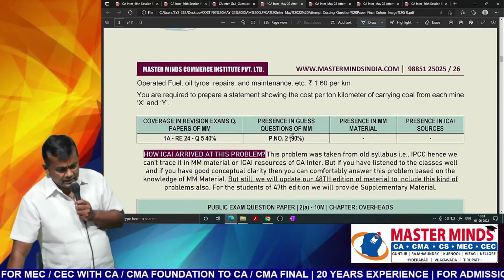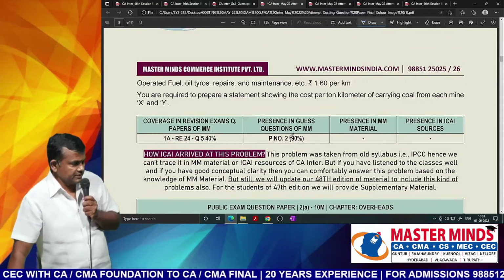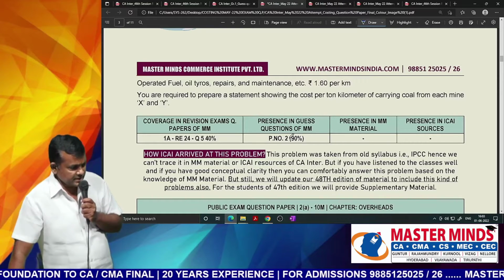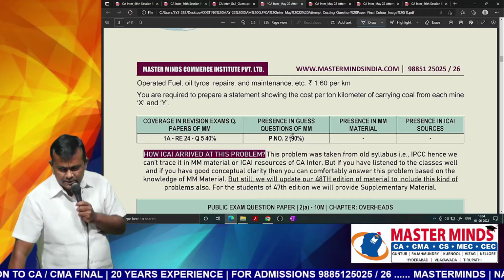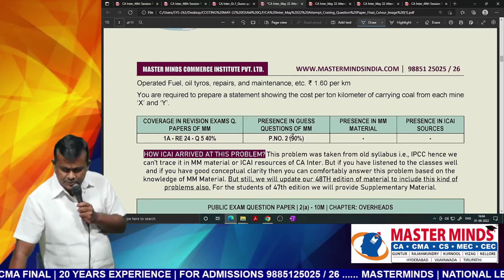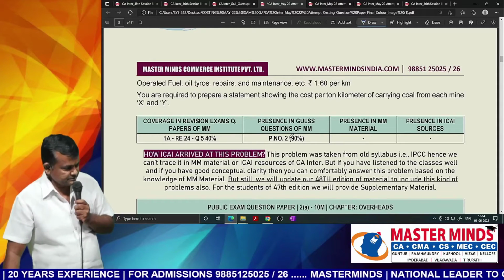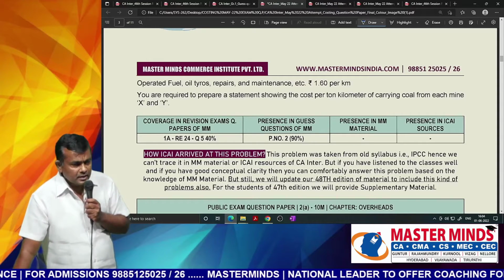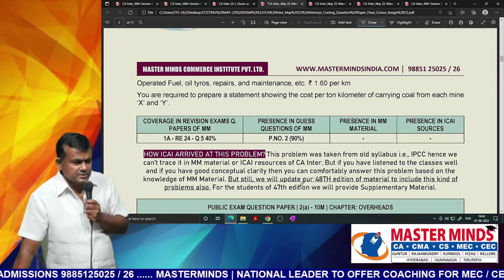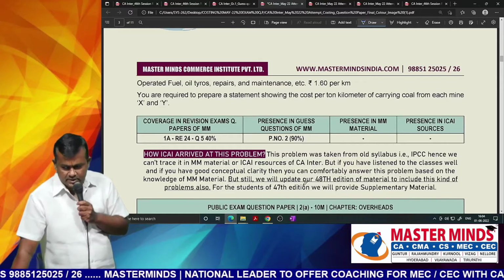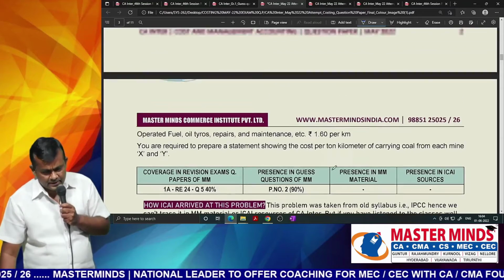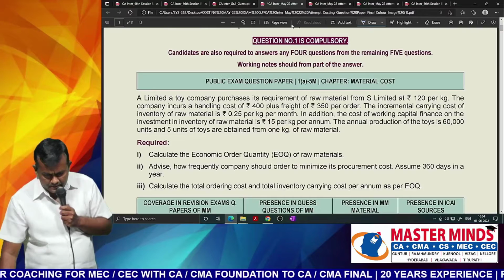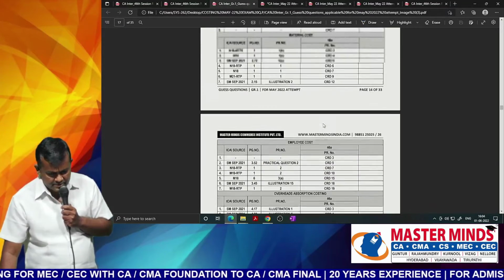So 1A, 1B, 1C, dead easy. 1D, old syllabus content. 2A, easy. 2B, easy. 2C, easy. 2A, 10 marks, overhead chapter. 2B, contract cost, not discussed. Next, job costing and process costing difference. So this is the guess questions here.